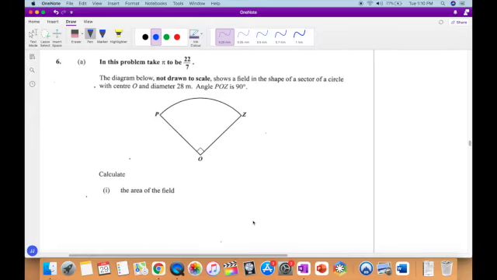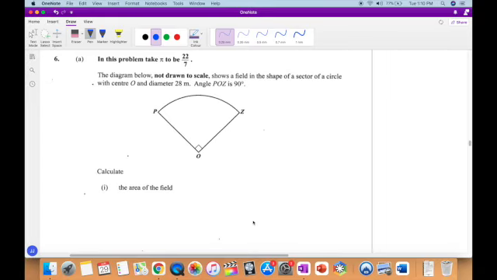In this problem, pi is taken to be 22/7. The diagram below, not drawn to scale, shows a field in the shape of a sector of a circle with center O and diameter 28. So this full diameter is 28, which means this is going to be 14 meters, and this is going to be 14 meters. The angle POZ is 90 degrees, so we have 90 degrees over here. What is the area of the field?